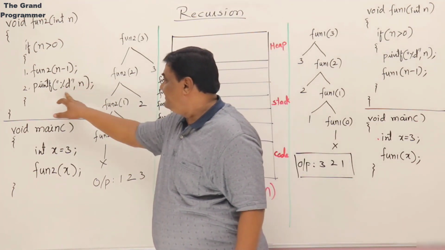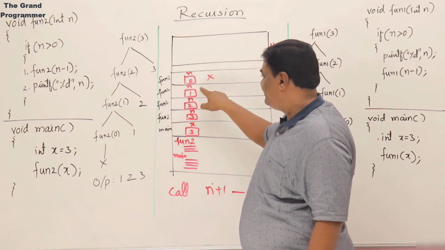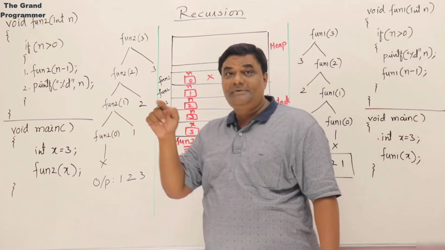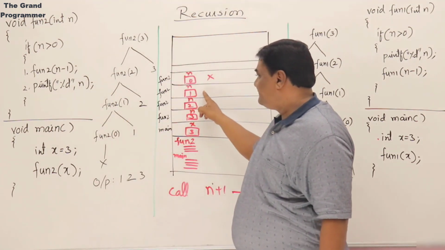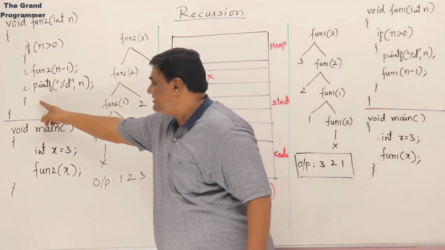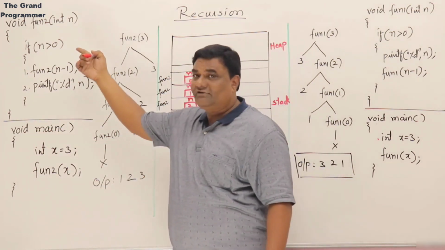So what is the value of n it has to print? Now the current topmost activation record is this one, where the value of n is 1, so it will print 1. It will print 1 because the value of n is 1 here. And once it has finished, it will come out and this activation record is deleted. It will go back to the previous call.